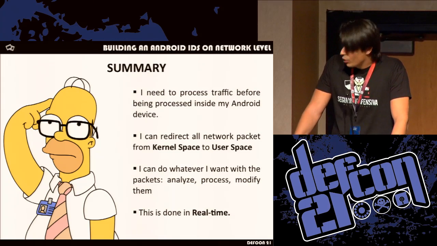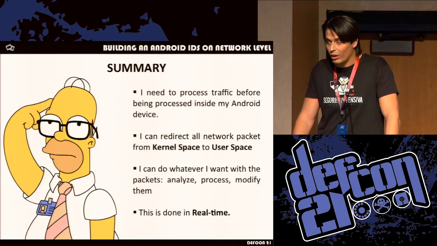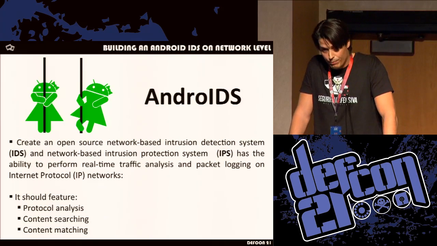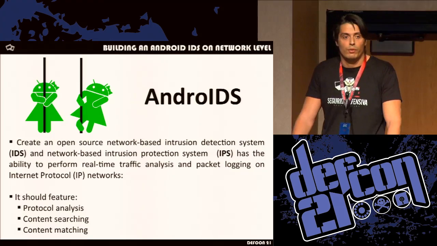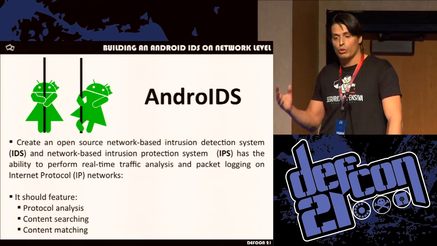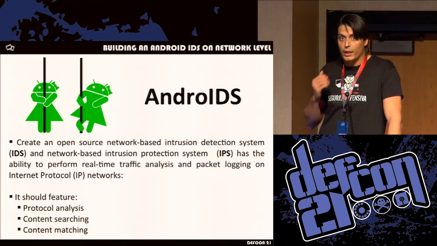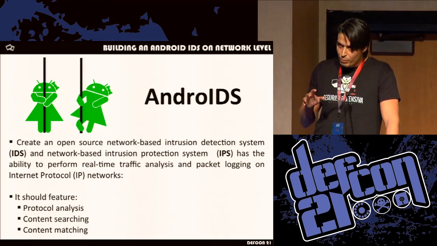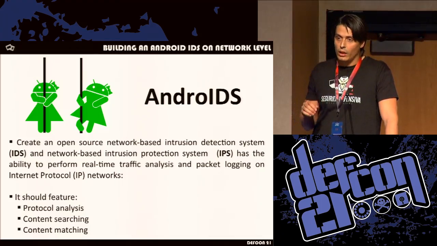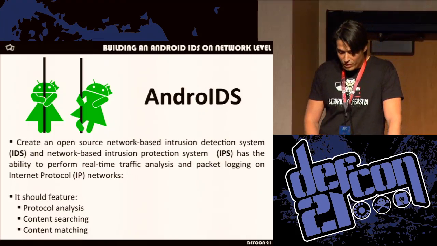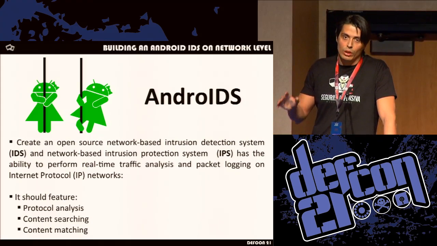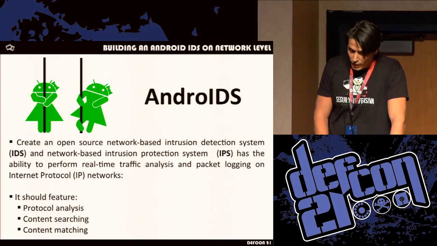So who cares about putting in this technology again? And then I got to Android IDS. This Android IDS is a first approach to create an open source software that is a network IDS and a network IPS that has to perform real traffic analysis and packet logging on the internet protocol. Some features: as you said, protocol searching or protocol analysis, content matching, and content searching.